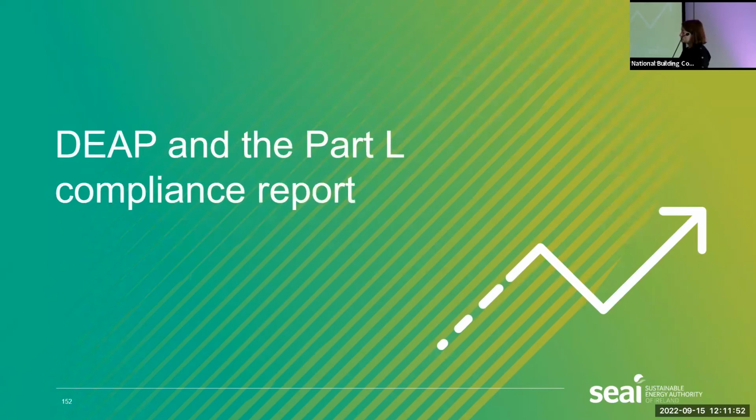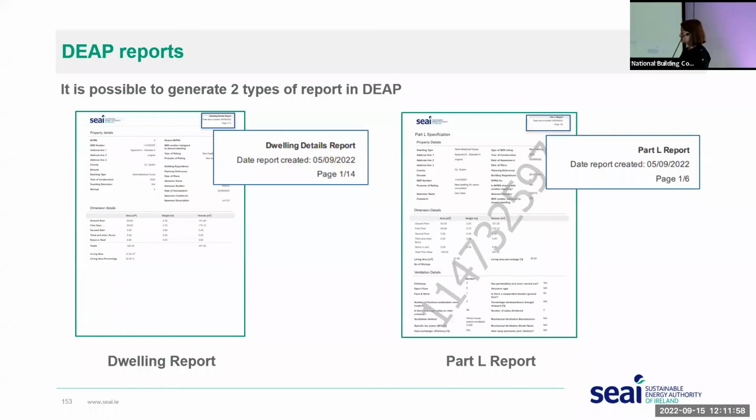So I'm going to cover the Part L compliance report that you can generate from the DEAP assessment. Within DEAP, you can generate two types of report: a dwelling report, which contains all of the inputs in the BER, so it's a PDF you can save as a record of all of the inputs that were used to generate the result. And there's also a shorter report, which is the Part L report.